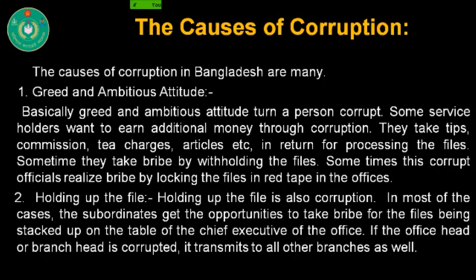In most of the cases, the subordinates get the opportunities to take bribe for the files being stacked up on the table of the chief executive of the office. If the office head or branch head is corrupt, it transmits to all other branches as well.